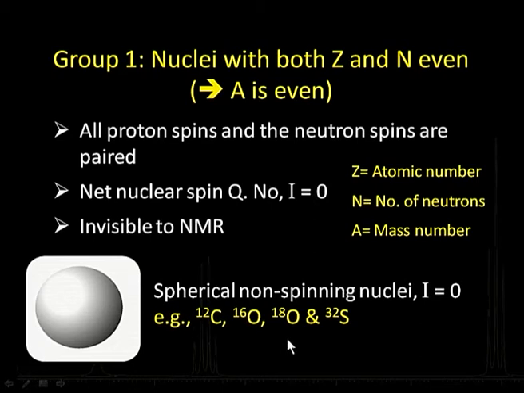And actually, in a way it's good, because had carbon 12 been active, we probably wouldn't have been able to make use of NMR, because carbon 12 is the major isotope of carbon. Okay, we'll come to that maybe at a later stage.